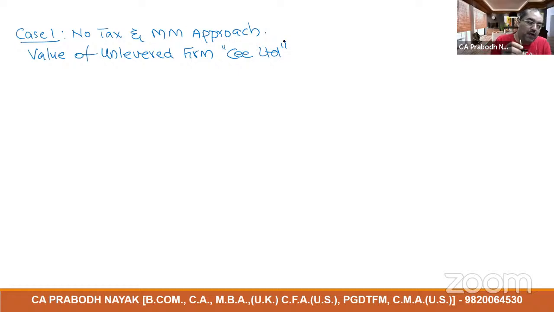Value of the unlevered firm is equal to net operating income divided by cost of equity. Or I can take it as net operating income divided by overall cost of capital, because cost of equity and overall cost of capital will be the same for an unlevered firm, because there is only one capital, that is equity capital.